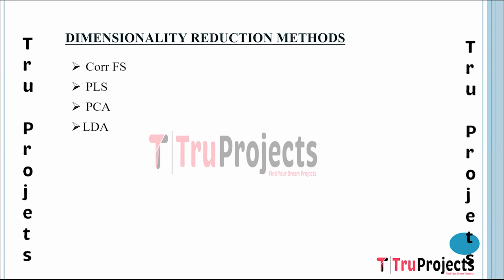LDA, Linear Discriminant Analysis. LDA is a technique used for dimensionality reduction and classification. It seeks to find a linear combination of features that characterizes or separates classes in the data by maximizing the distance between class means and minimizing the variance within each class.